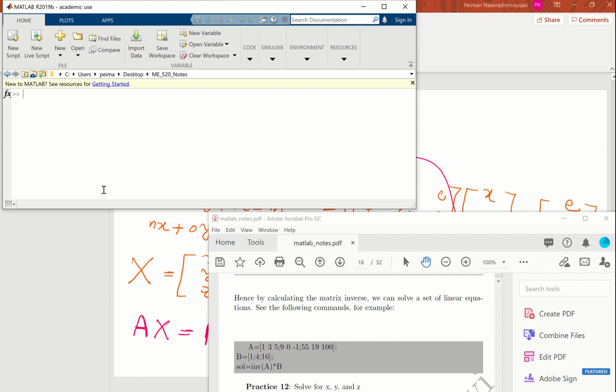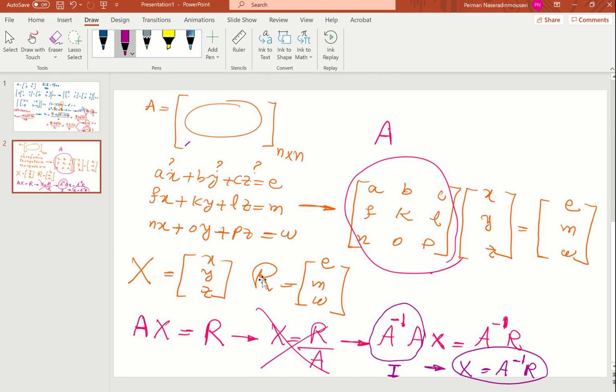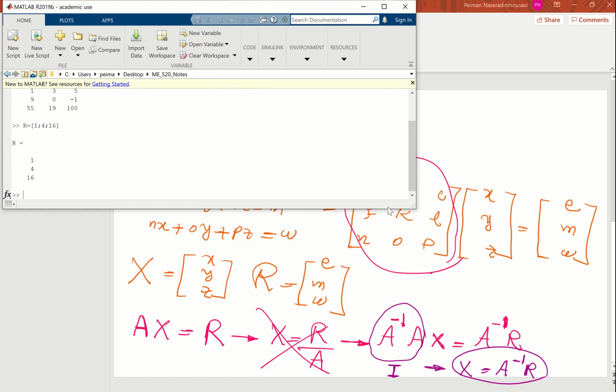Okay. Now suppose the A matrix I was talking about is 1, 3, 5, and 9, 0, minus 1. Oh, this is minus 1 only. Okay. And 55, 19, and 100. That's right. And B, which is our capital R, here is 1, and this is a column. I taught you how to write a column. Semicolon, and 16, the right hand side of the equation. I mean this is B, or our R. B is a column. And this is your A, 3 by 3, and your B, which is this right hand side.